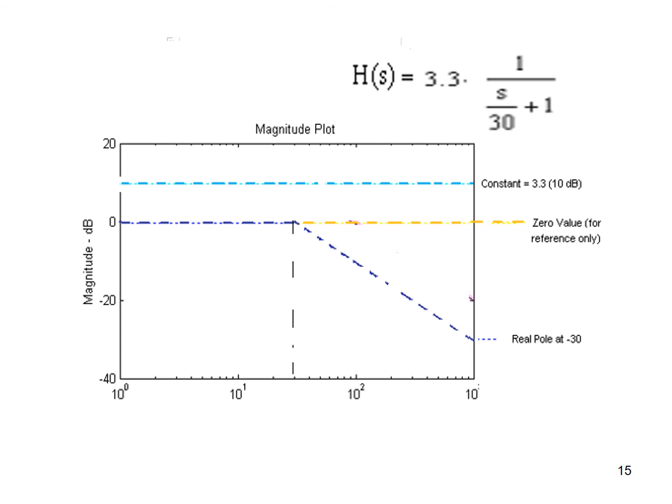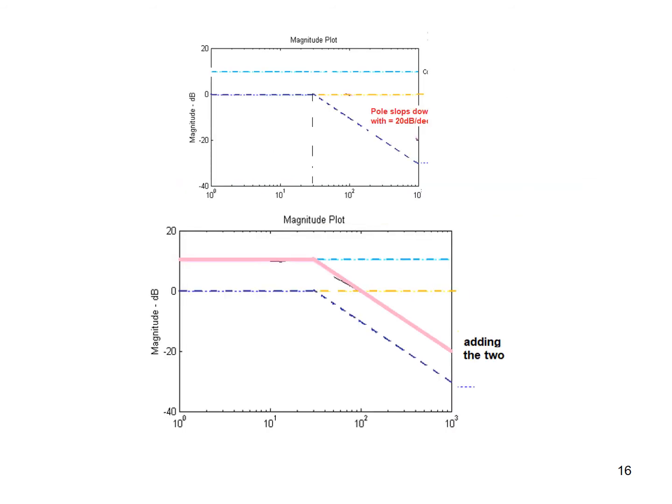So we have drawn both components, the constant and the pole part. Now we'll add the effect of the two. Up to this point it will be simply 10 dB: 0 plus 10, 0 plus 10, 0 plus 10. But after this point, it is sloping down, so it will also slope down by the same slope. It's just a simple addition actually, that is 10 minus, let's say, 5 here, so this will come to a point called 5, and then gradually. So it's simple addition, and we find the final graph.